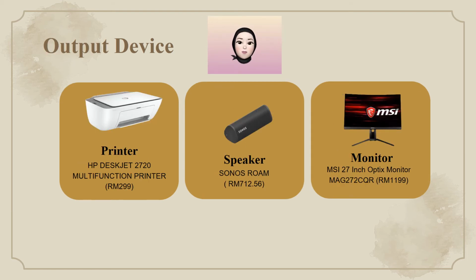Okay, this part is for output devices, which are any computer hardware devices that transfer information into a legible human form. The first one is the MSI 27-inch Optix monitor, and the price is 1,199 ringgit. Apart from the need to improve the image with a few adjustments, it provides virtually all premium display features for a fraction of the price, with 165 Hz.